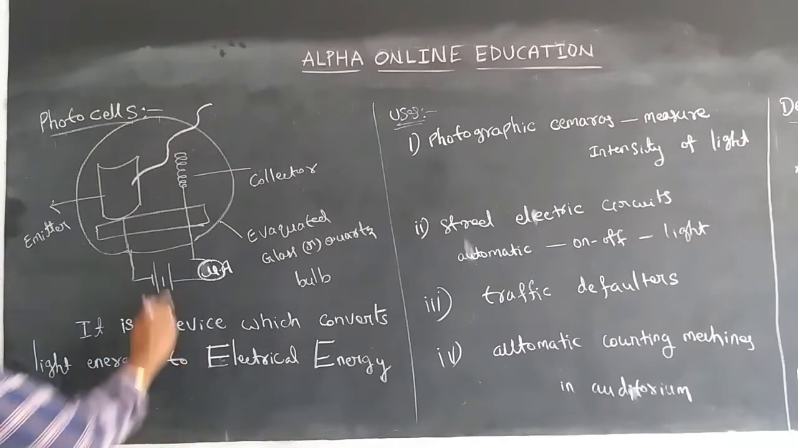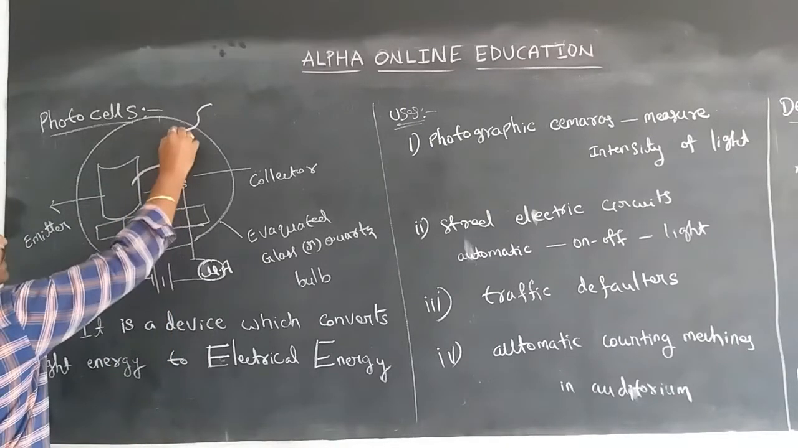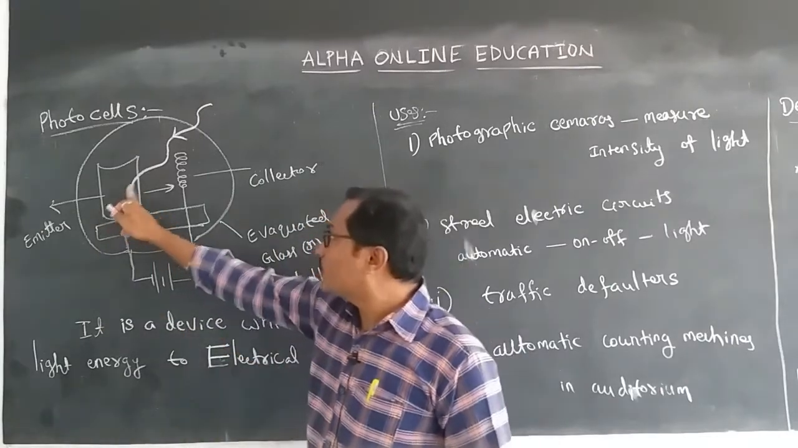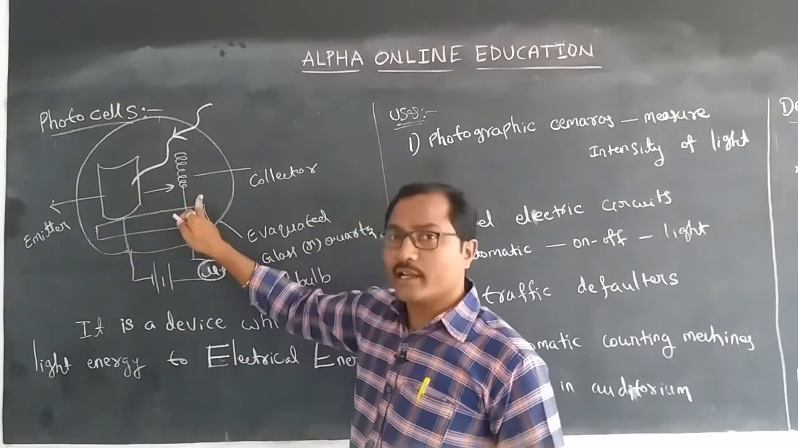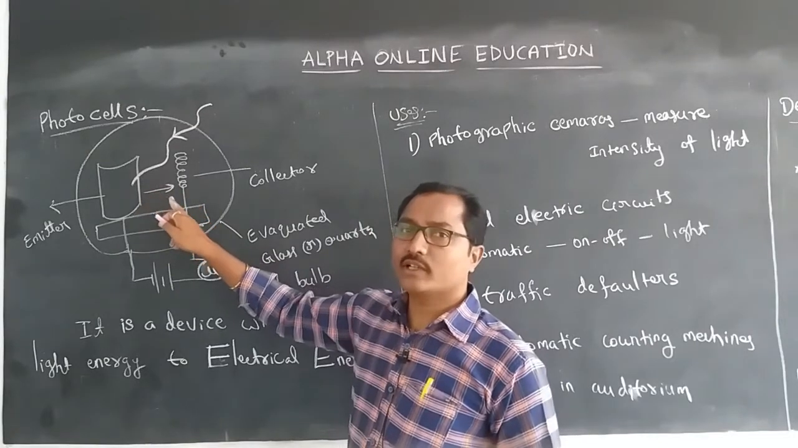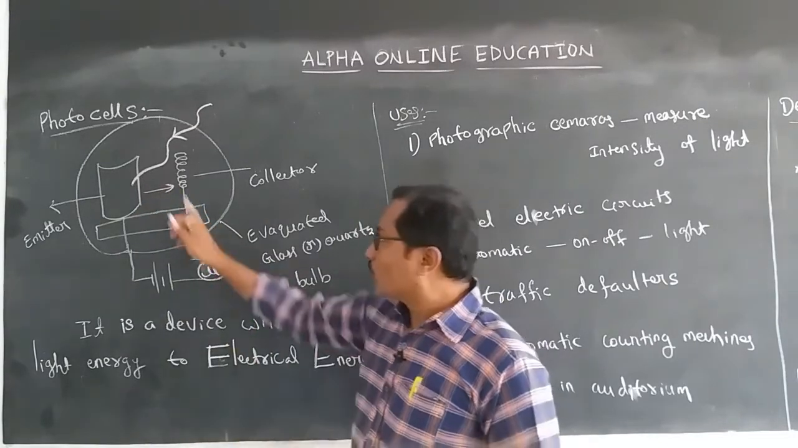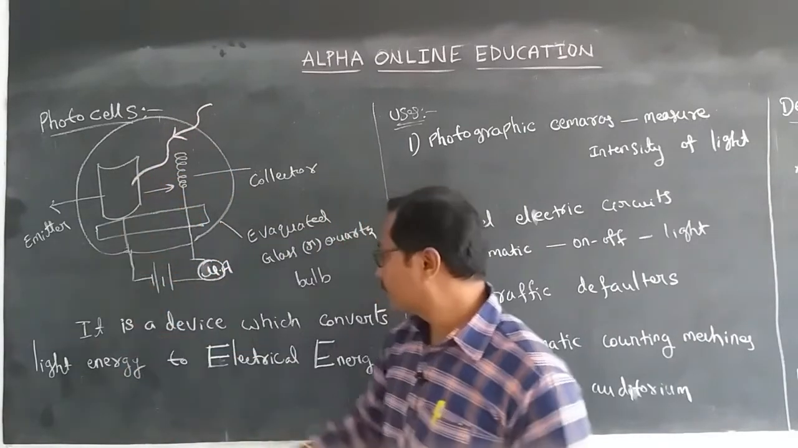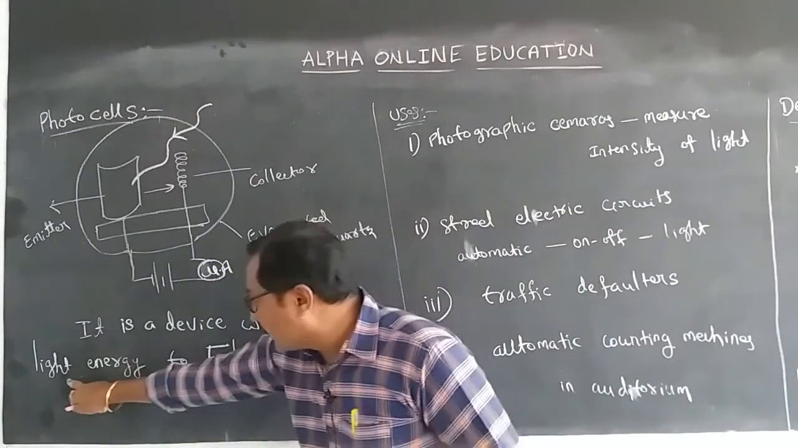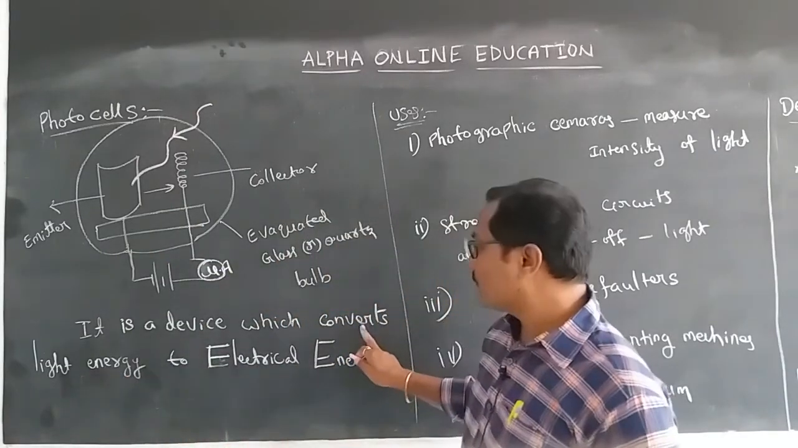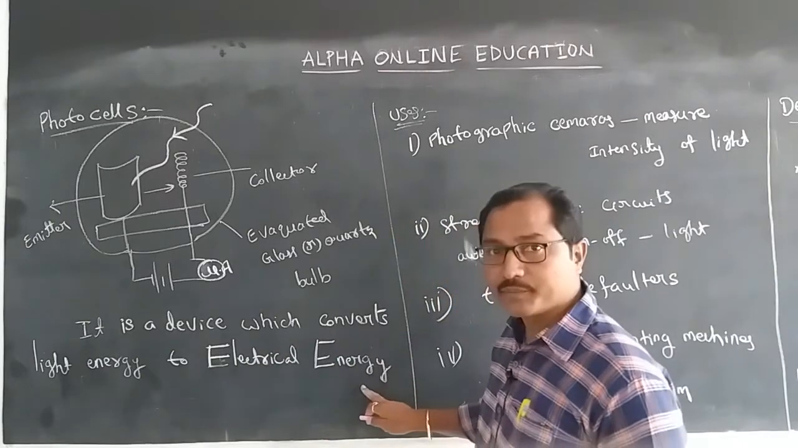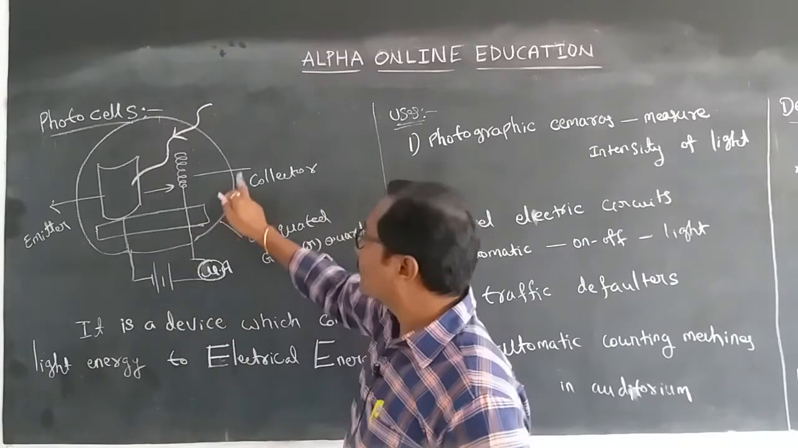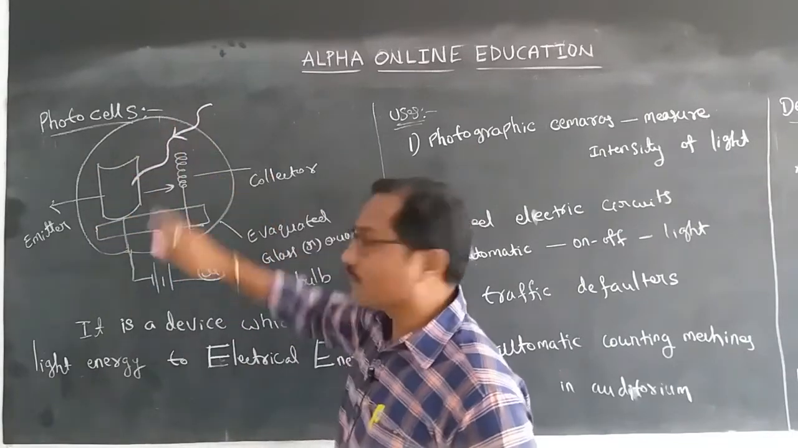Whenever these electrons travel from one electrode to the other electrode, automatically a current flows. So this light energy is converted into electrical energy. This device is known as the photocell. Now we are going to discuss the construction of this photocell.